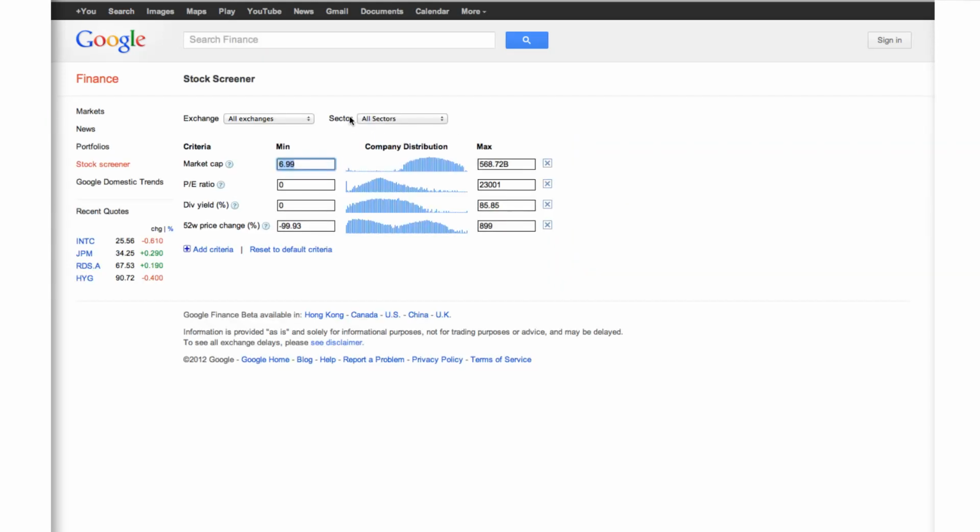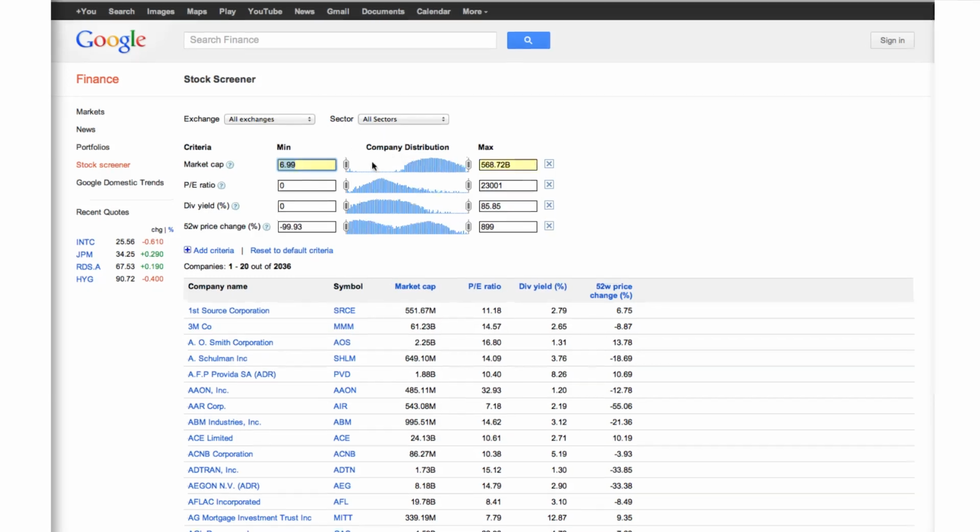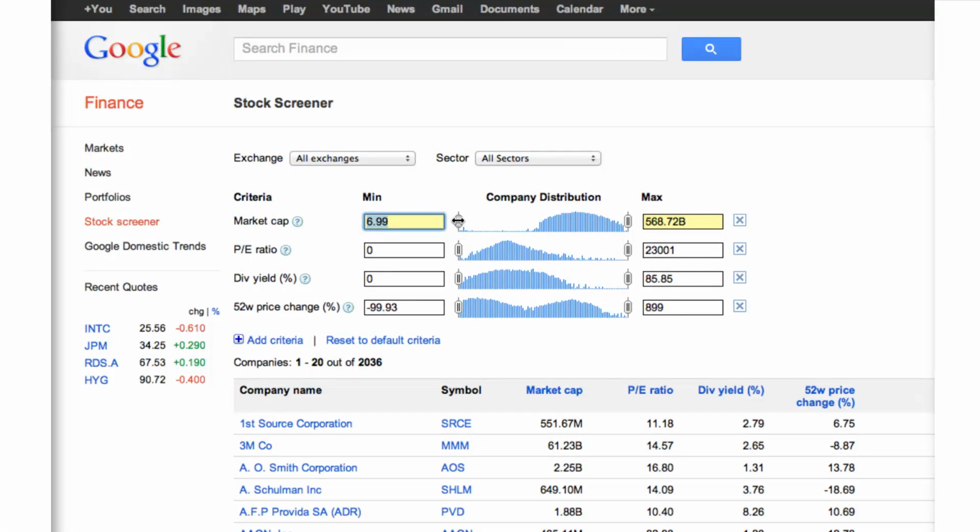If you click on that, it'll take you right here to this stock screener that Google has available. Now, the purpose of this stock screener is that you're able to change the criteria. Like this very first criteria is the market cap, which is the size of the equity of the business. As you slide this bar to the right or the other one to the left, you're changing the criteria of companies that fit.